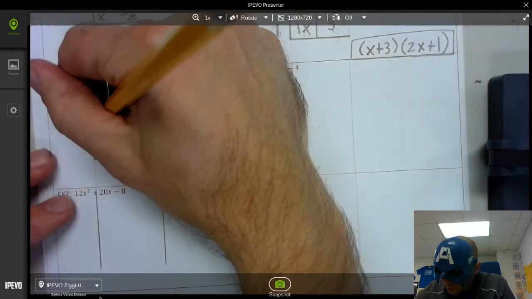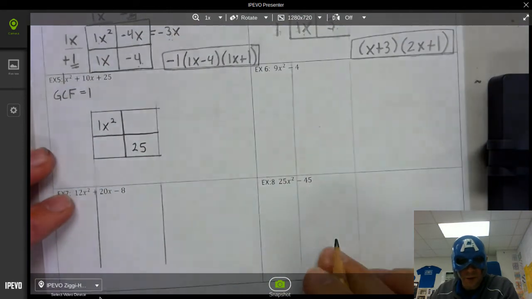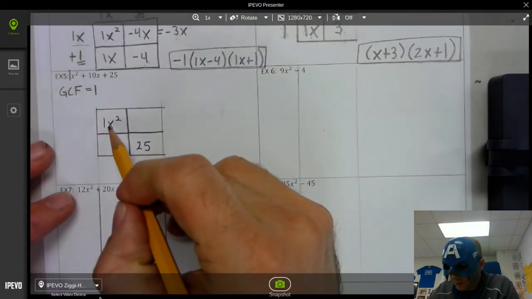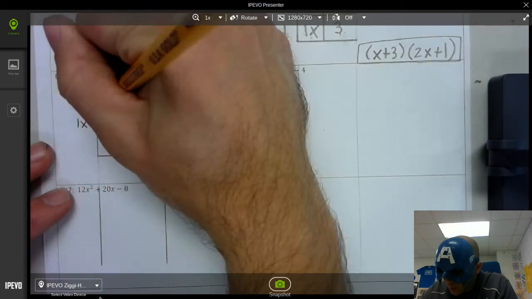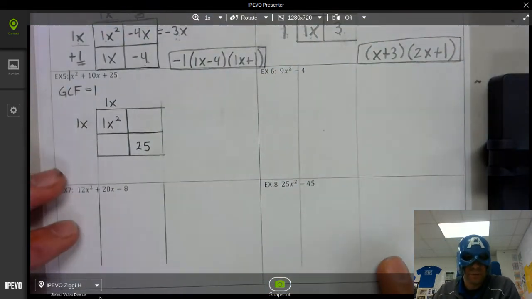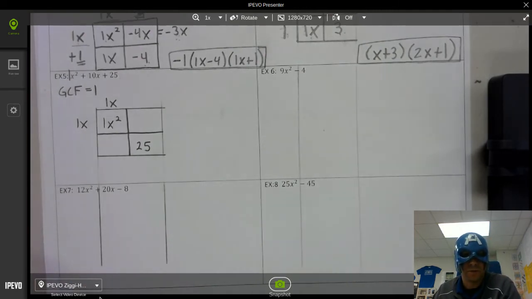All right, so 1x squared, 25. All right, so we ask ourselves, what terms do you multiply to give you 1x squared? So the answer to that is 1x and 1x. Now, at this point, I want you to pause for a minute. I want you to try and see if you can finish example 5 on your own.